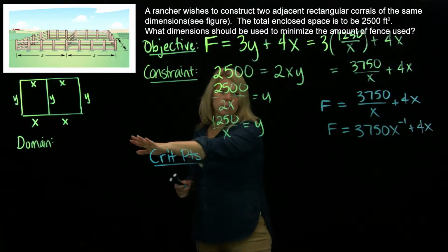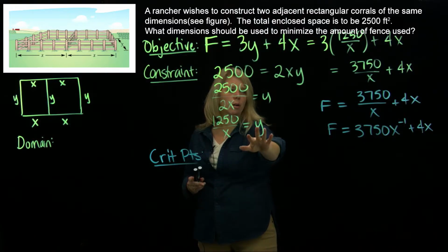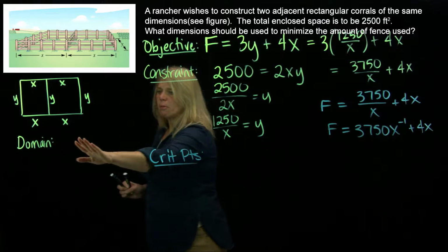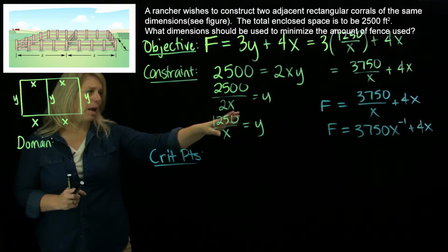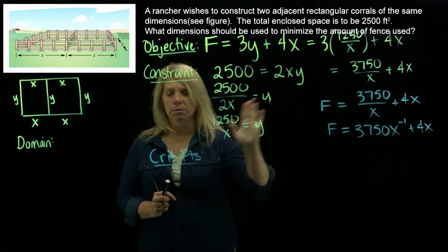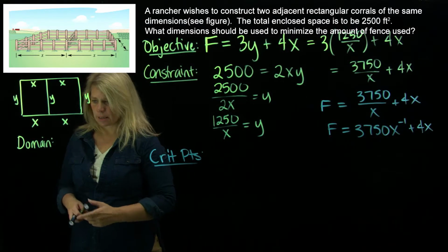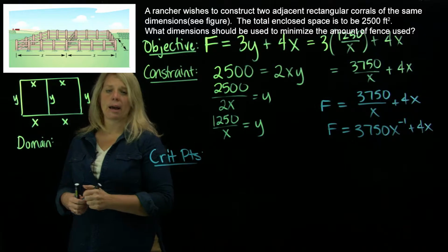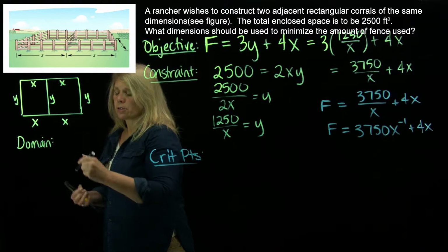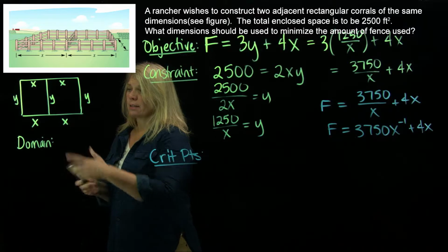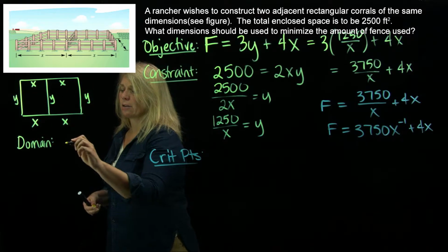Let's talk about the feasible domain, and then we'll go ahead and find the critical points. This time when we talk about the domain, we're talking about x, since my objective function is in terms of x. So we're thinking about what x should be. x certainly should be greater than 0. If x is 0, then I don't actually have any rectangles here.